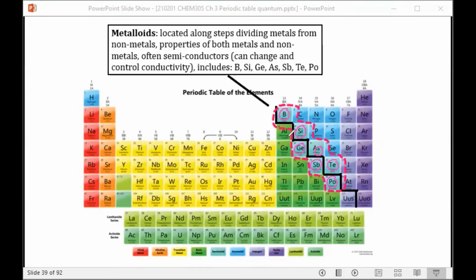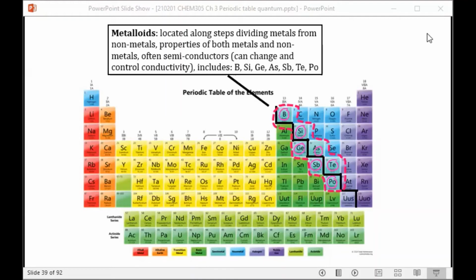Aluminum is a metal, even though it's along the dividing line, it's classified as a metal because it has the properties strictly of metals, where it's a good conductor and it's malleable and it's shiny. Versus the metalloids, they tend to be a little of each. They have properties of both metals and nonmetals.